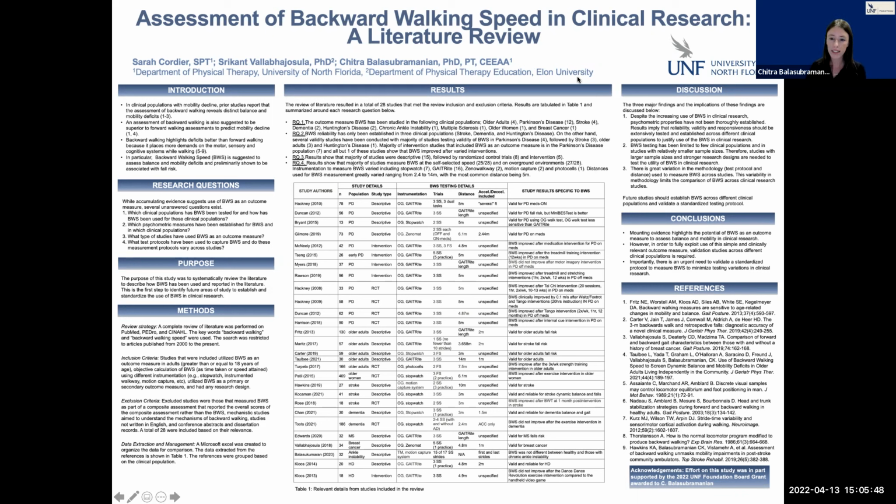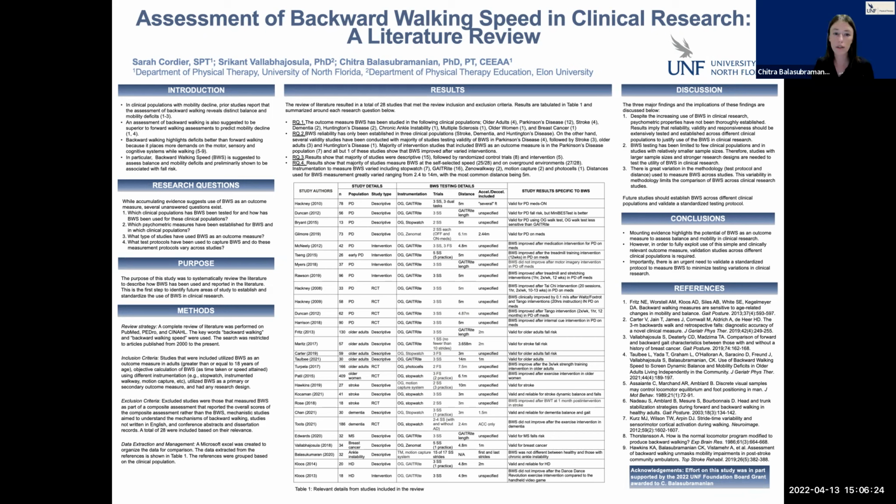And this is a summary of the results. So in terms of our research questions, the outcome measure of backwards walking speed has been studied in various clinical populations, including older adults, Parkinson's disease, stroke, dementia, Huntington's disease, chronic ankle instability, multiple sclerosis, older women, and breast cancer populations. Backwards walking speed reliability has only been shown in 3 populations: stroke, dementia, and Huntington's disease.